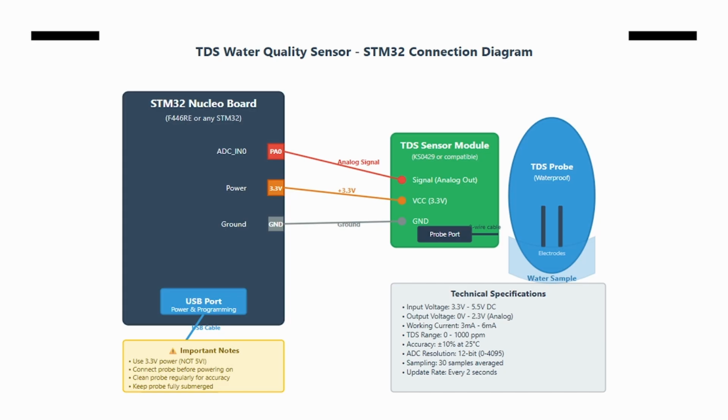Basically, the TDS sensor has three output pins. One is for supply, one is for ground, and one is for the analog signal. So the TDS sensor will send some analog value, which we will read from our STM32 board. Based on the analog value, we will convert it into the equivalent TDS value. These are the technical specifications. And we are going to use UART to display this value as output. So let us start coding.